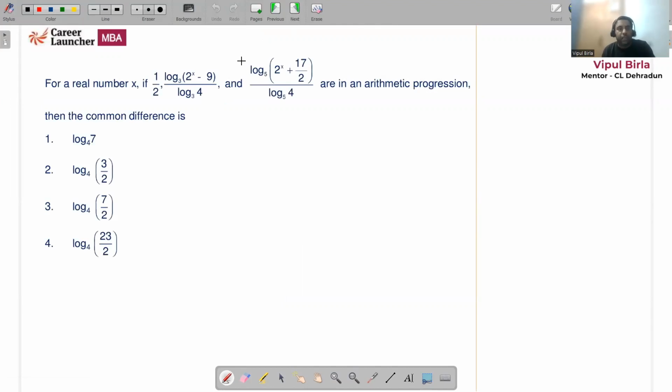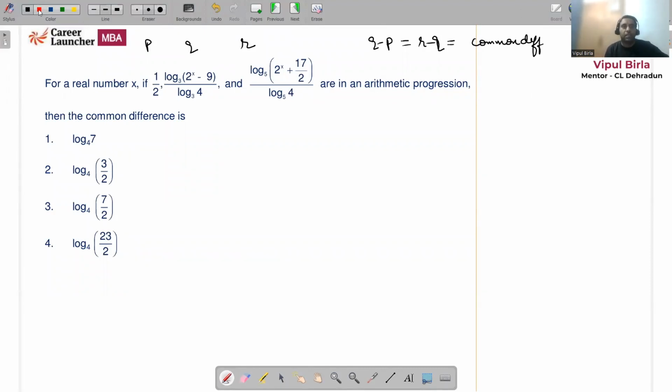For a real number x, if 1 by 2, log of 2 to the power x minus 9 to the base 3, upon log 4 to the base 3, and base 5, are in AP, then the common difference is. So I know if three terms are in AP, their common difference is going to be the same. Let's say the terms are P, Q, and R. So the difference between P and Q is equal to R minus Q, which is equal to the common difference, generally denoted by D. So we need to identify what that common difference is.